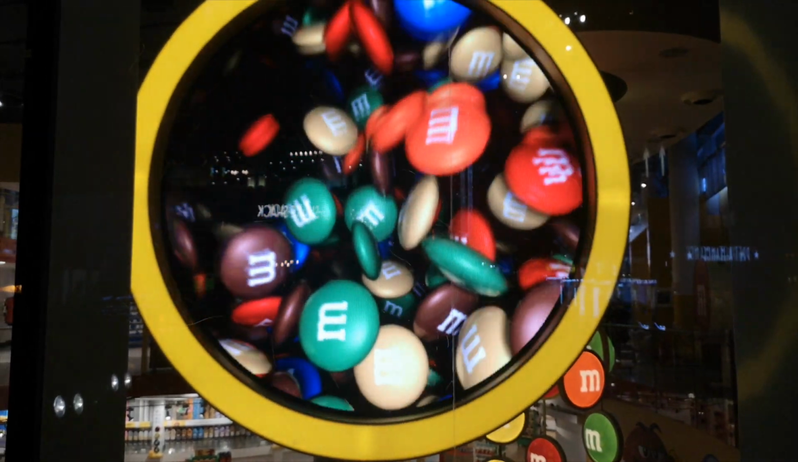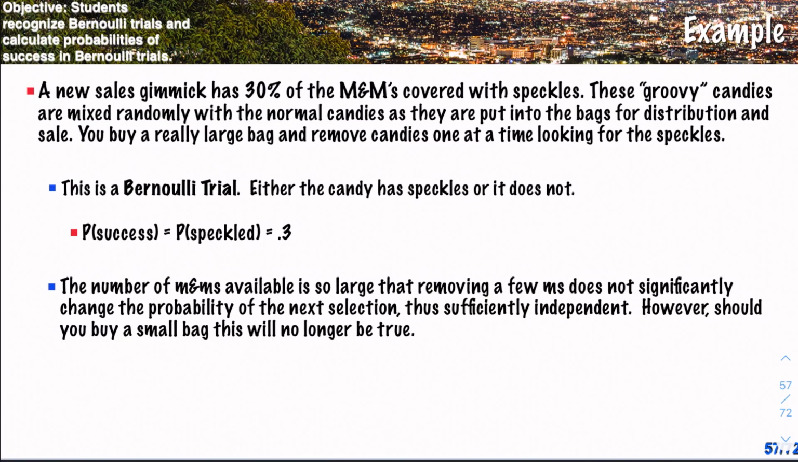So is this a Bernoulli trial? And yes, we can say that. Either the candy has speckles or it does not. The probability of success is 30% or 0.3, and the number of M&Ms available is so large that removing a few M&Ms does not significantly change the probability of the next selection, thus sufficiently independent. However, if you had one of those small mini bags and you're doing the same thing, this would no longer be true.